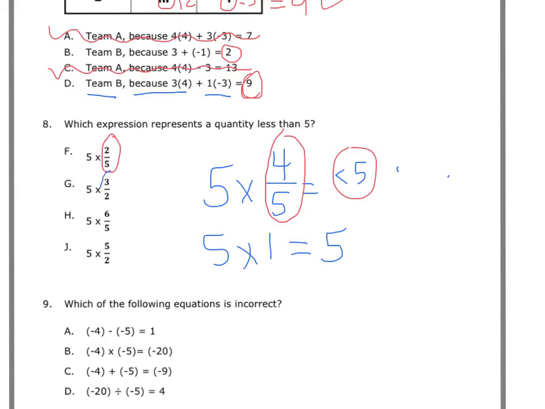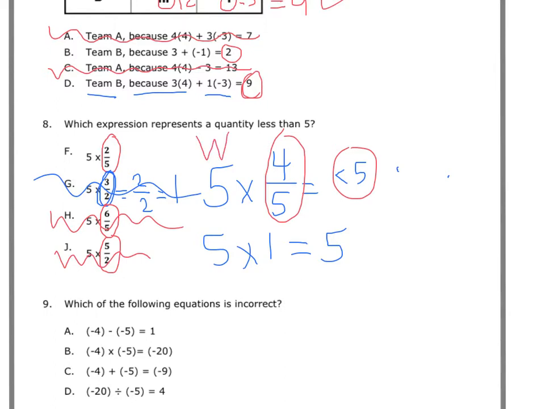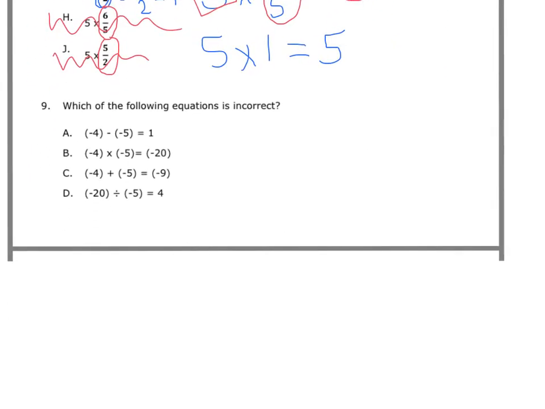Look at G. 3 halves. You guys, if 2 halves is equal to 1 whole, then 3 halves is more than 1. So that can be eliminated. On H, 5 times 6 fifths. 6 fifths is improper. That's more than 1 whole, so your answer is going to be more than 5. And the same thing for J. 5 halves is greater than 1 whole, so 5 times an improper fraction is going to give you a number that's bigger than 5. Remember the rule. A whole number times a fraction less than 1 gives you an answer that's less than that whole number you started with.